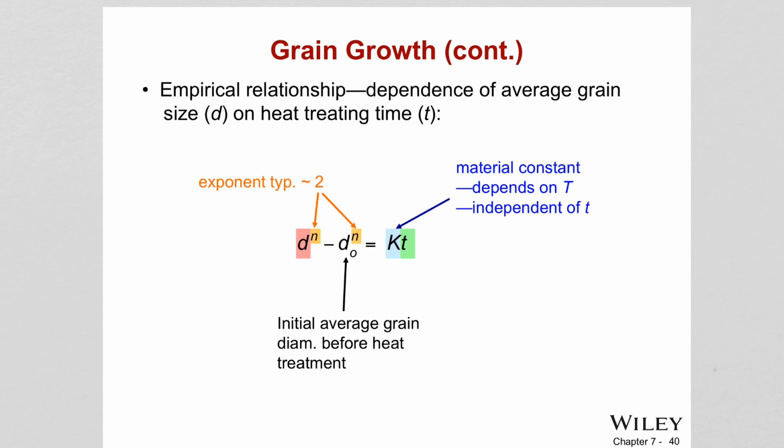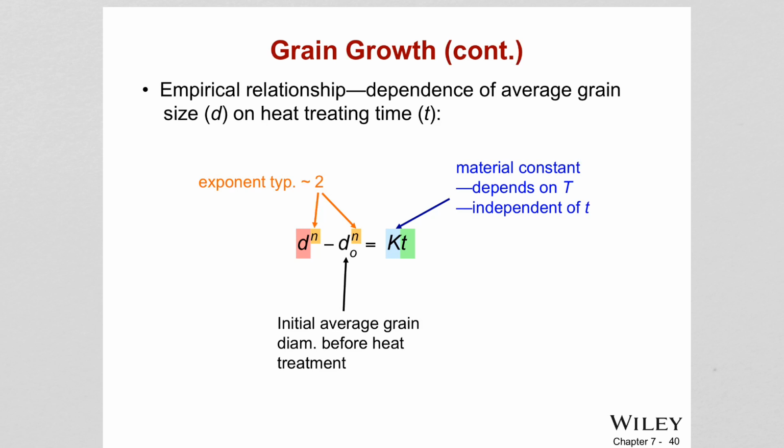So there is an experimentally observed relationship between the average grain size and the time of the heat treatment, and that is given through this equation. The initial average grain diameter before heat treatment is d naught, to the power of n, where n is usually 2, and then d to the power of n after the heat treatment is equal to k times t.